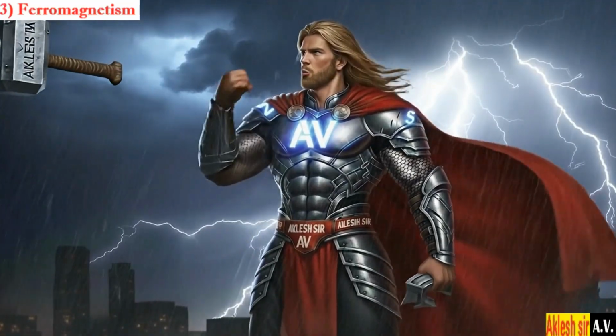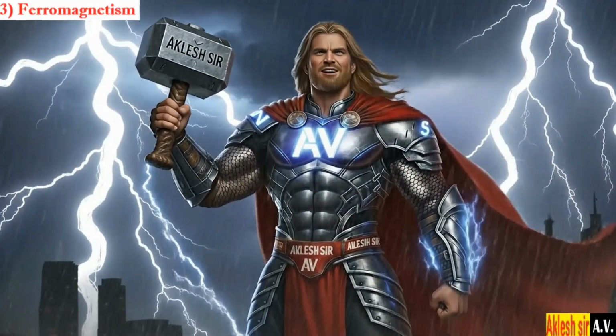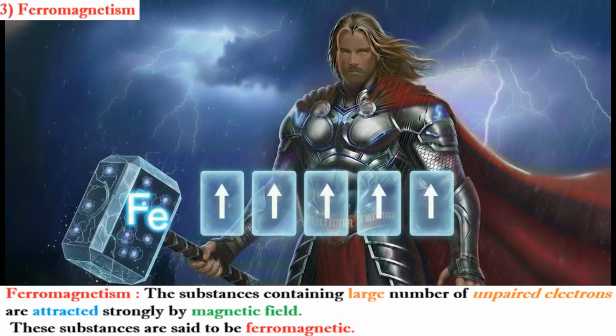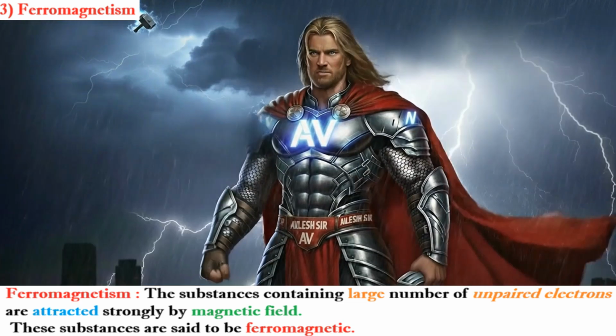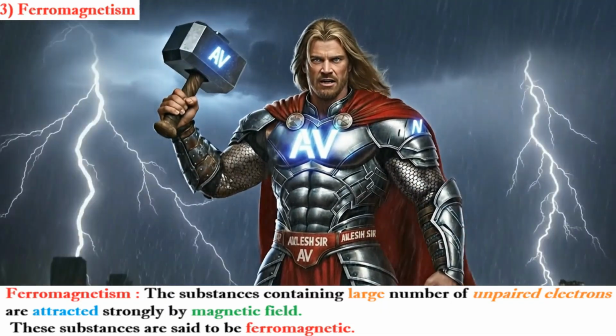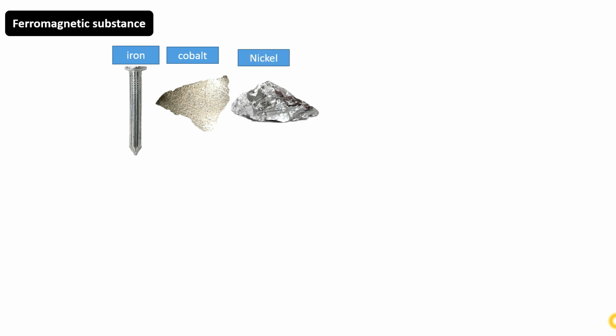I am Pharaoh. Wait, I call my hammer the Aklesh hammer. Today's topic: ferromagnetic solid, ferromagnetism. Substances containing a large number of unpaired electrons, and these substances are attracted strongly by a magnetic field, are ferromagnetic. This hammer is a ferromagnetic hammer. Let's study a ferromagnetic solid. So this is iron, this is cobalt, this is nickel. All are examples of ferromagnetic substances.